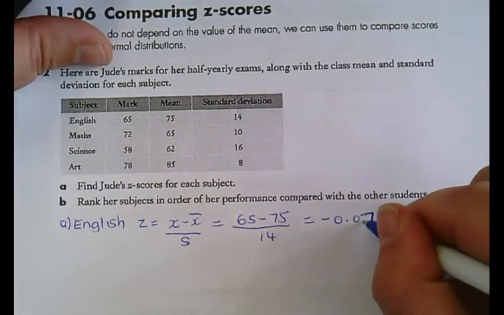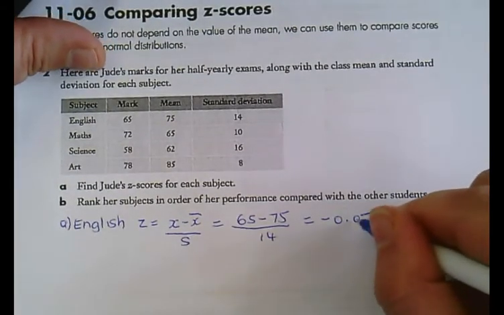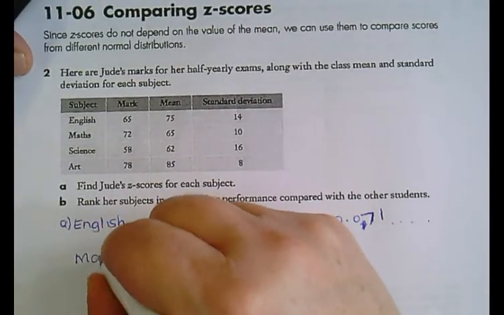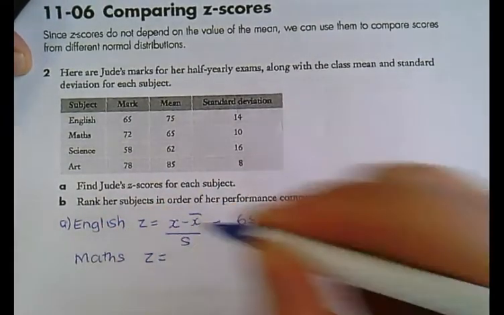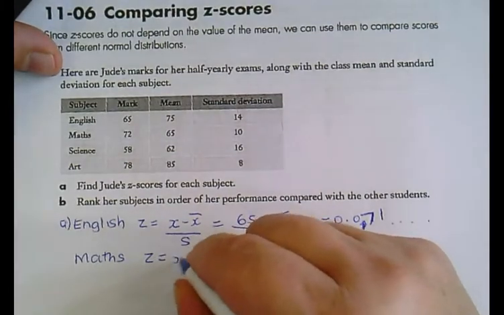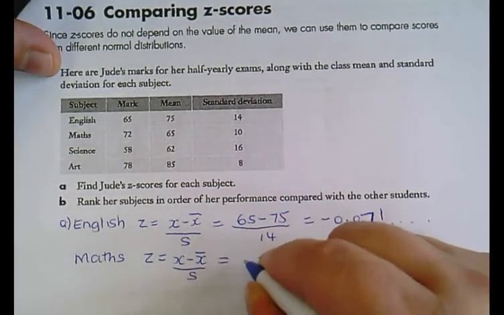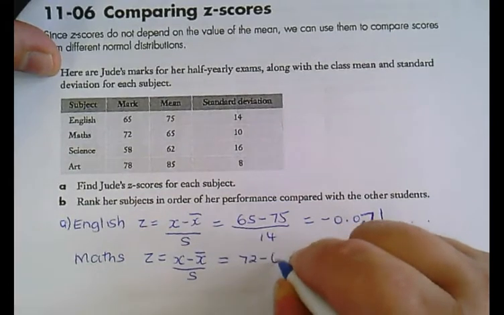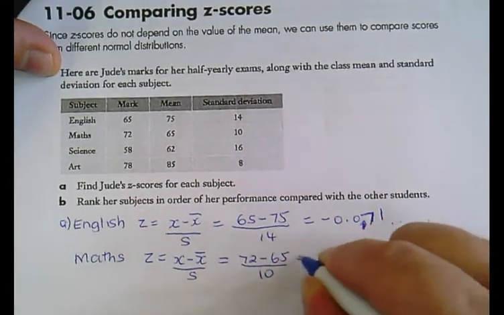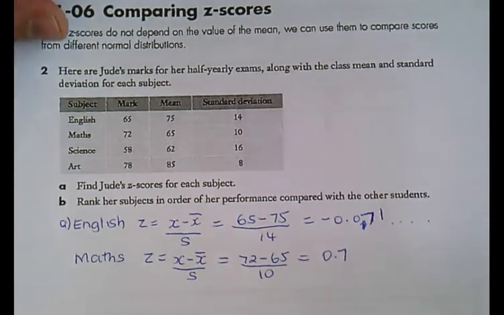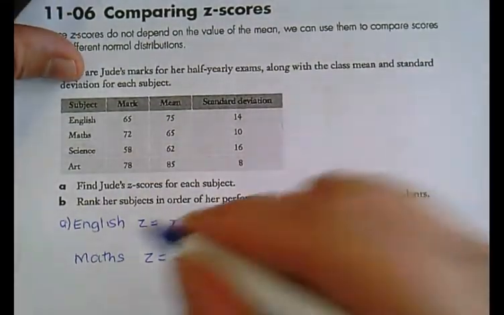Negative 0.71 will do. Don't worry about the rest. Next one, maths. She should have a positive Z-score for this because she's above the mean. X minus X bar over S, the standard deviation. 72 minus 65 over 10. Isn't that 7 over 10, which is 0.7? That's a positive Z-score.